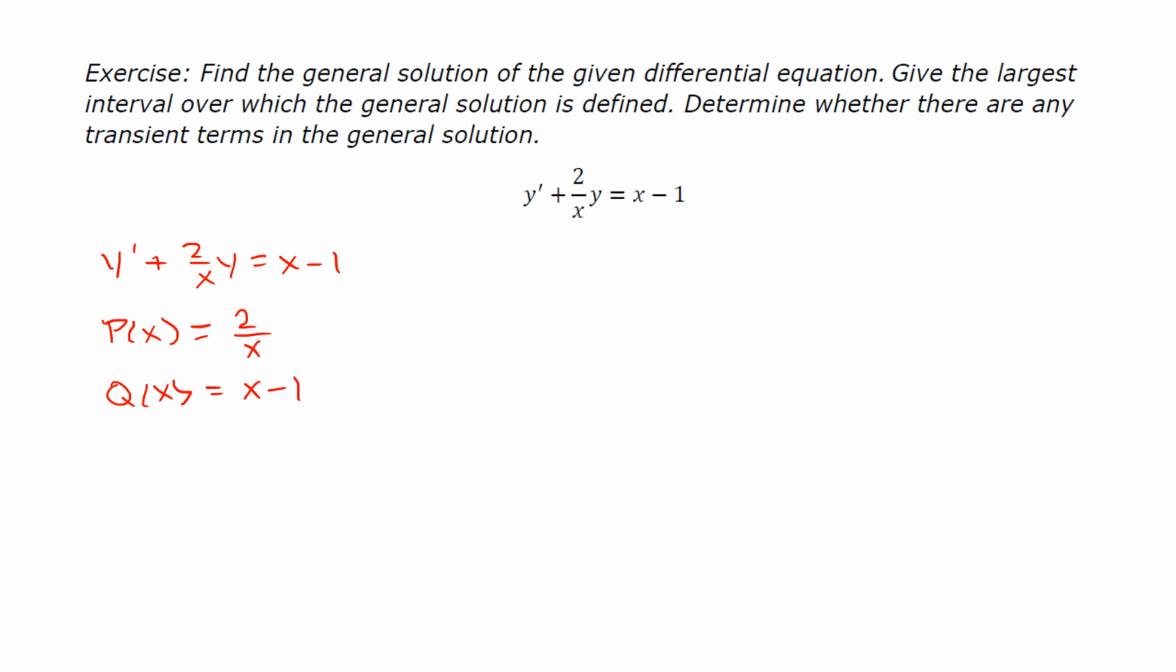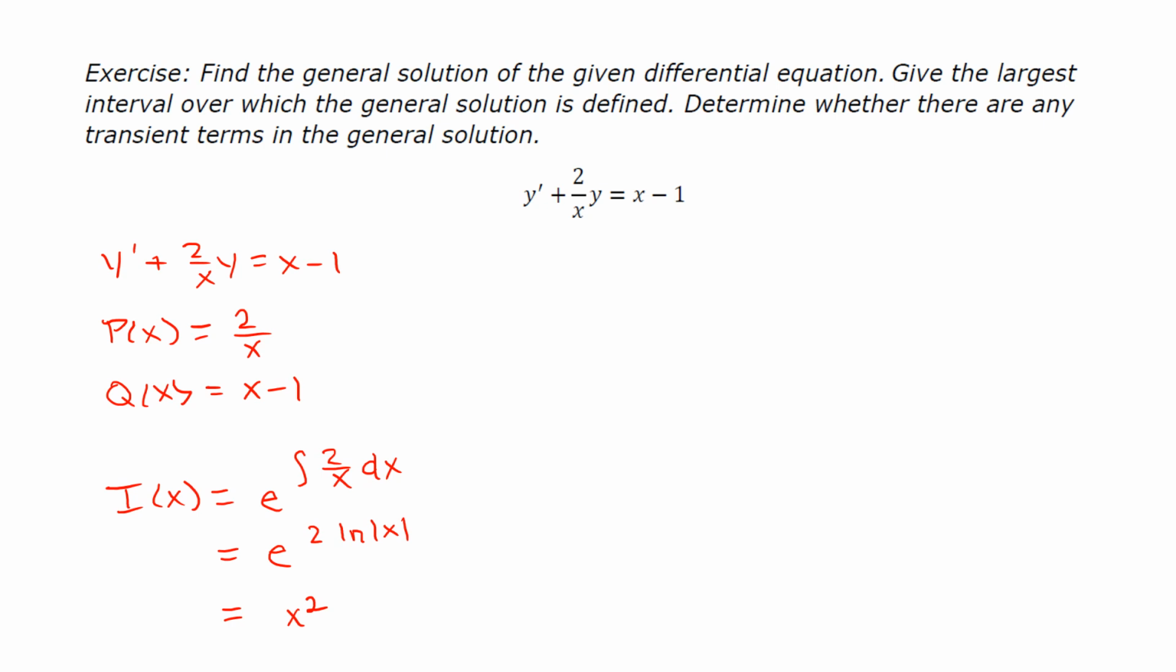Okay. So next we need to identify our integrating factor, I of x. So that's going to equal e to the power integral of 2 over x dx. So when we simplify this, we'll get e to the power 2 natural log of the absolute value of x, which will just equal x squared.